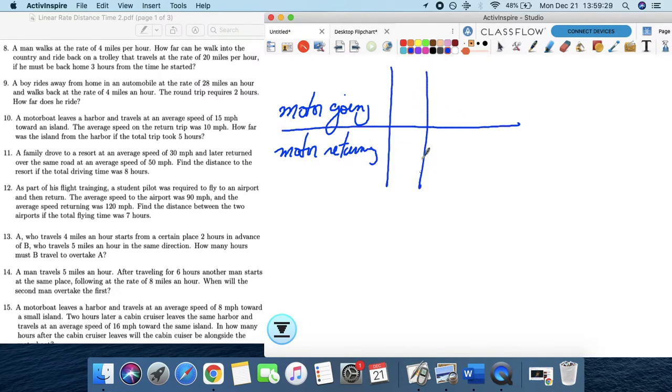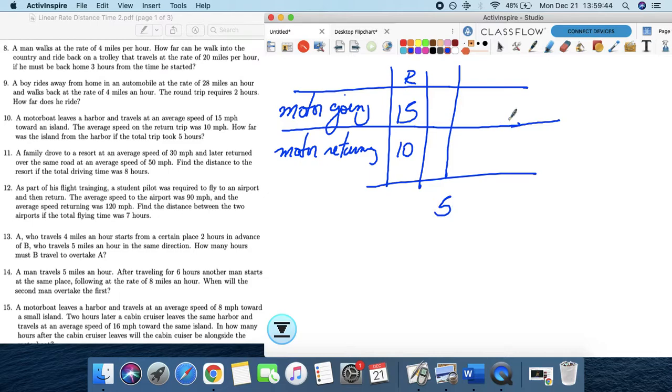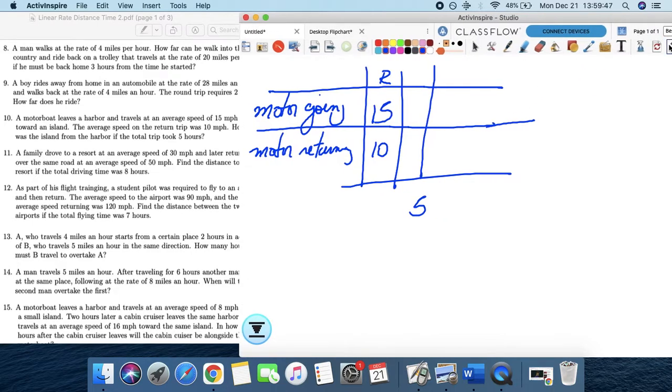Going, he was traveling at 15 miles an hour. This is my rate. And coming back, he was traveling 10 miles an hour, maybe because of the current. The time traveled was a total of 5 hours. So if motor going was t hours, the return would be 5 minus t. Multiplying, we get 15t, and here we get 50 minus 10t.